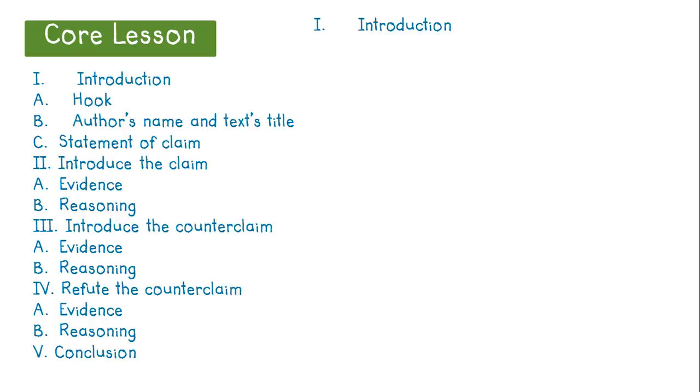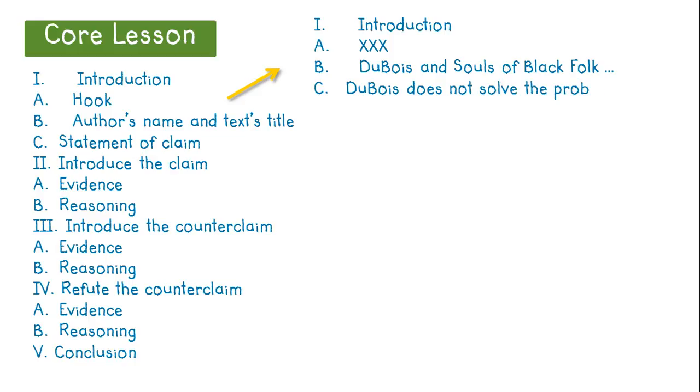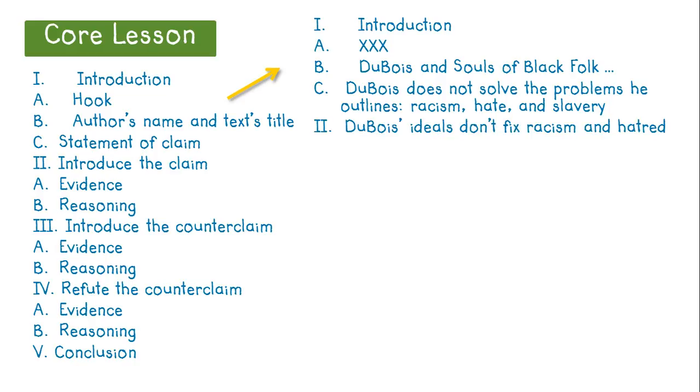Okay, so I'm going to have an introduction, but right away I'm having trouble here. So I'm going to come back to it. I'll just put these X's to hold its place. Then I'm going to say Du Bois and The Souls of Black Folk are the author and the title. Then I know that my claim is that Du Bois does not solve the problems he outlines: racism, hate, and slavery. Then I'm going to introduce my claim. I'm going to say Du Bois' ideals don't fix racism and hatred.